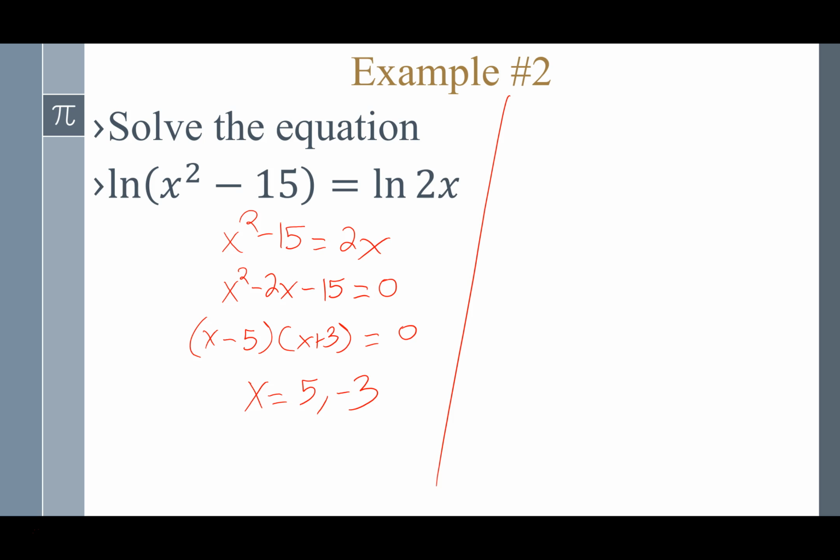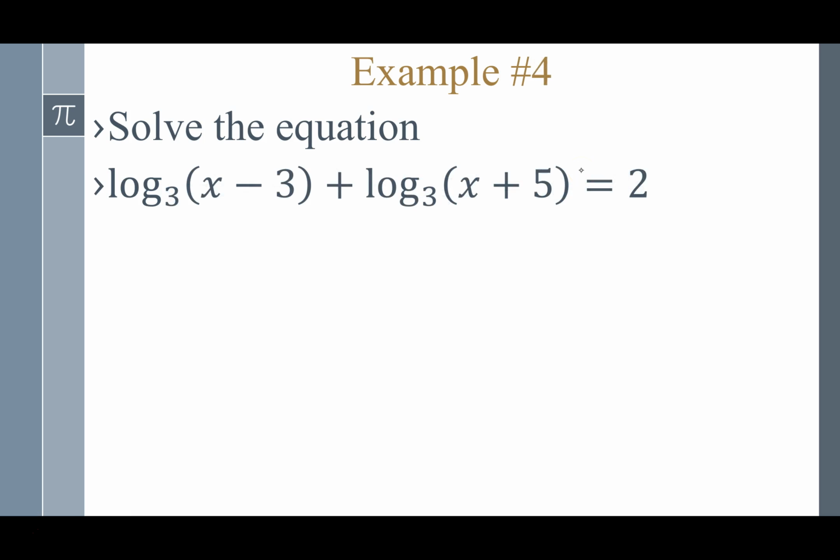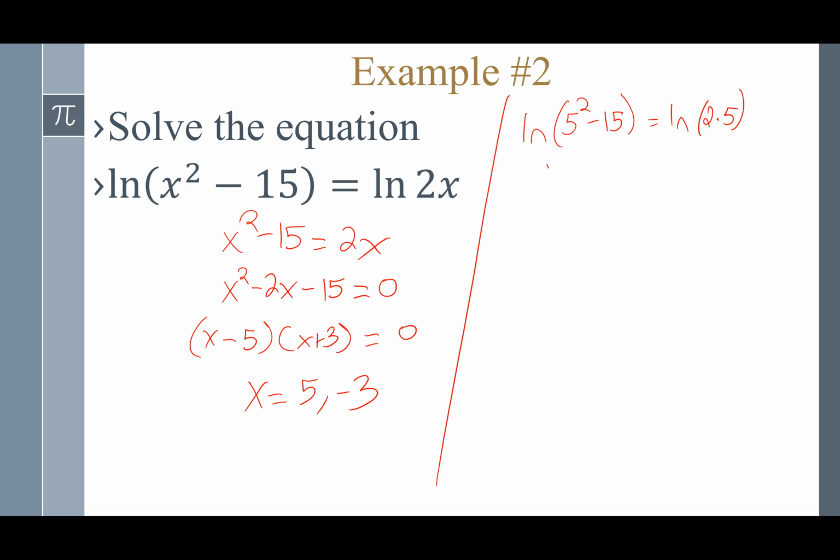Now, the one thing with these log equations, if you solve when you have two logs equal to each other like this, you need to always plug answers back in to make sure they make logical sense. So we would have ln of 5 squared minus 15 equals ln of 2 times 5. We get ln of 10 equals ln of 10, and that makes sense, we're okay.